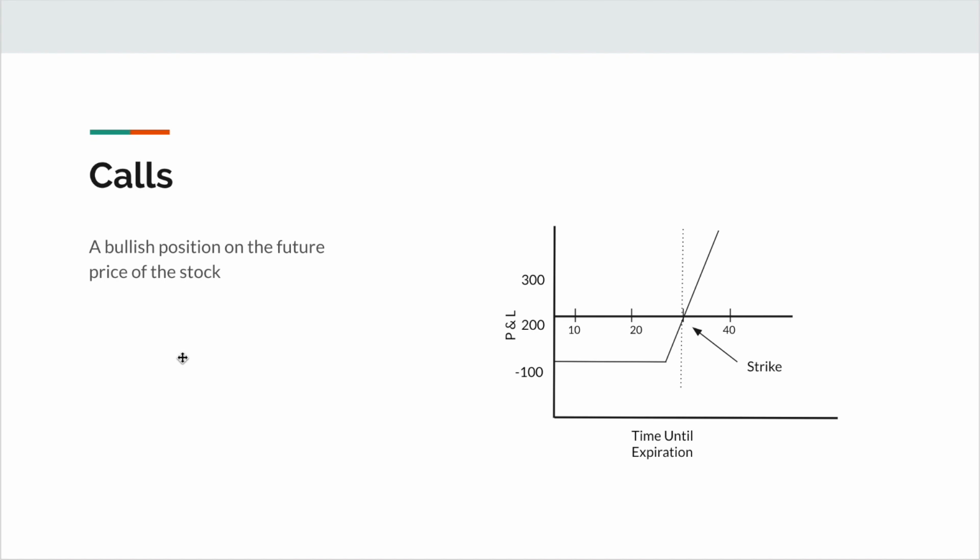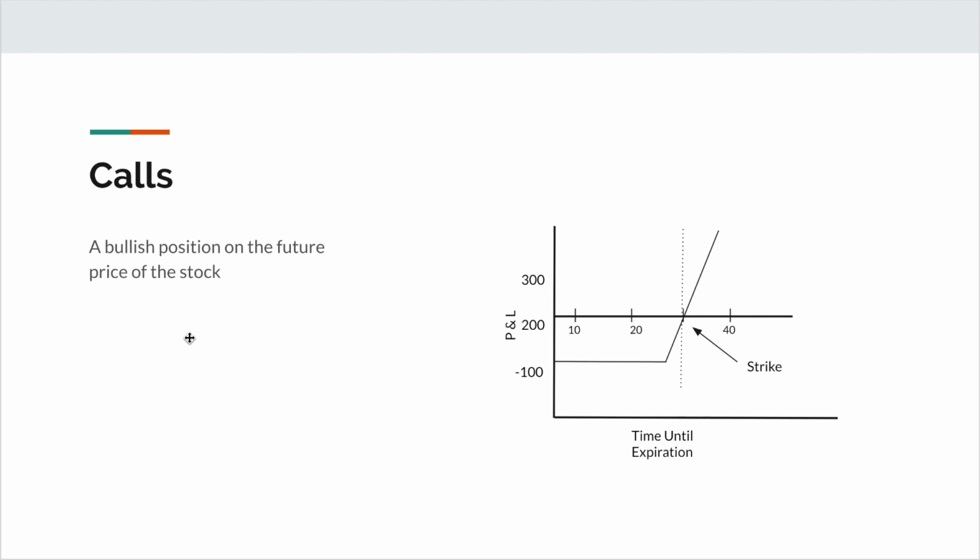It's important to understand that there are only 2 types of options contracts on both the buyer's and the seller's end. There are calls and there are puts. Calls are a bullish position on the future price of the stock. If you have a long call on a stock, that means you're assuming that the future price of the stock is going to be higher than the price that it is trading at currently.